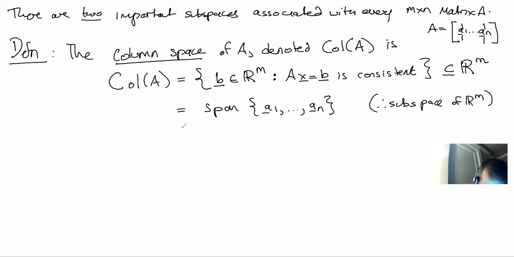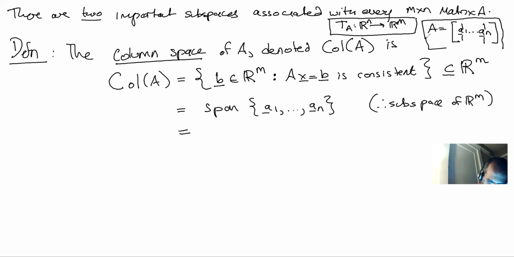Okay, in terms of linear transformations, this also has a meaning. Suppose the matrix A has a corresponding linear transformation, TA, going from Rn to Rm, in the way that we've seen many times by now. So these are the two associated objects, a set of vectors and a linear transformation. This is just the range of that linear transformation.